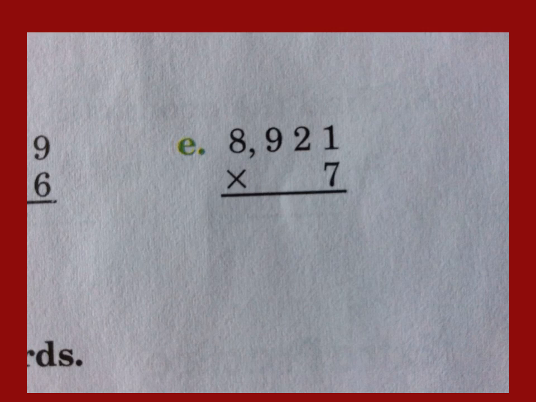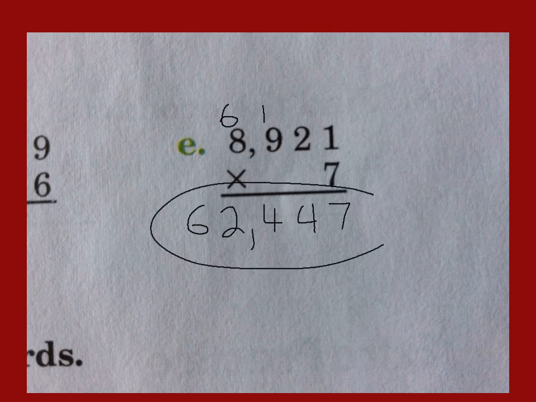E, 7 times 1 is 7. 7 times 2 is 14, so I put a 4 here and I carry a 1. 7 times 9 is 63, plus the 1 on top would be 64. And 7 times 8 is 56, plus 6 more would be 62. We'll put our comma 3 places over. We get an answer of 62,447.